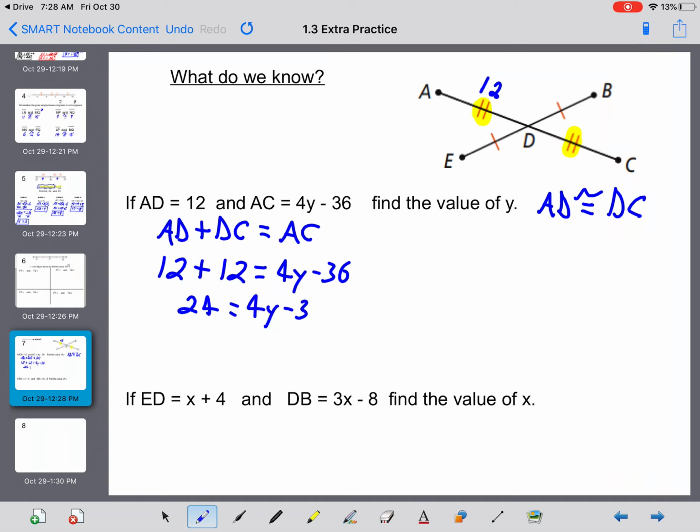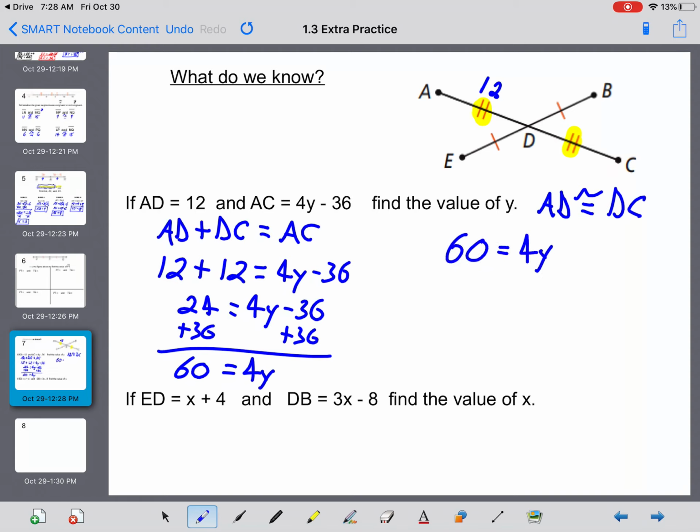24 equals 4y minus 36. Add 36 to both sides, and 60 is equal to 4y. Okay. 60 equals 4y. You divide both sides by 4, which means y equals 15.